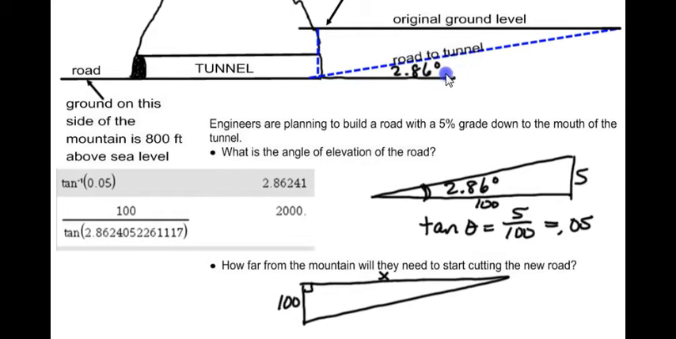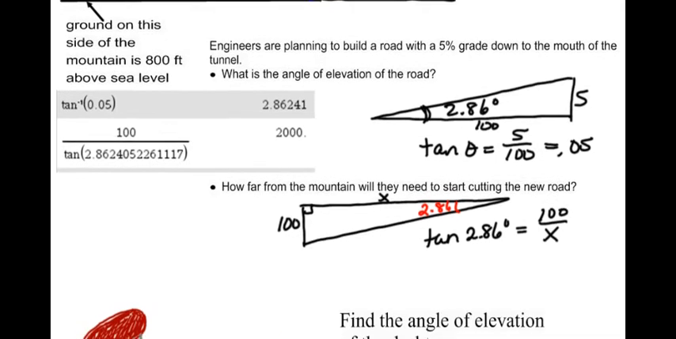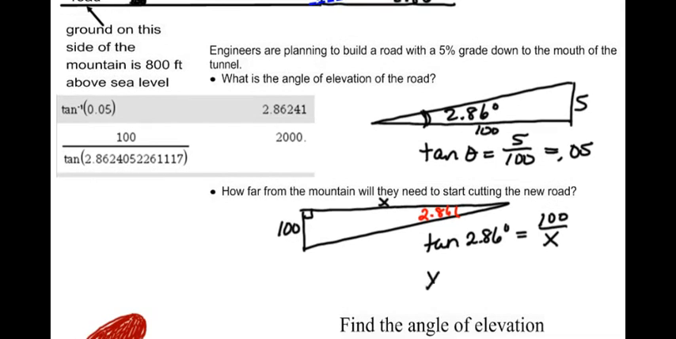Well, I know from the same thing I just did a little earlier that alternate interior angles are the same. We've got two horizontal lines cut by a transversal. So this angle here is also 2.86. So this is 2.86. So once again, I have a tangent problem. I have tangent of 2.86 degrees is equal to 100 over x. When you solve this for x, we end up with x is equal to 100 over tangent of 2.86 because I multiply both sides by x and then divide both sides by tangent.